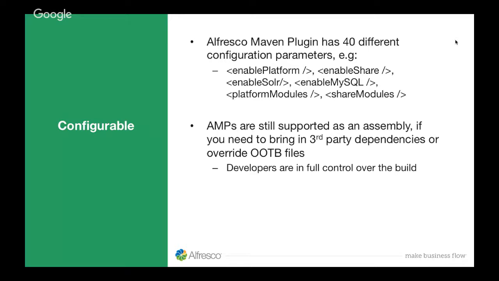That's pretty much all that the Maven plugin does, but we've made it extremely flexible, so you can easily tell it whether you want to enable platform, yes or no. Do you want to enable Share, yes or no? Enable Solr, enable MySQL, enable Postgres. If you want to use external databases, you can. You can use the platform modules and share modules to install third-party modules, whether that be jar files or AMP files. And again, with the whole configuration, AMPs are still supported as an assembly, and you have full control to configure how the AMPs are being built. So very configurable, and again, we're working on documentation to bring more light to what exactly you can do with it.